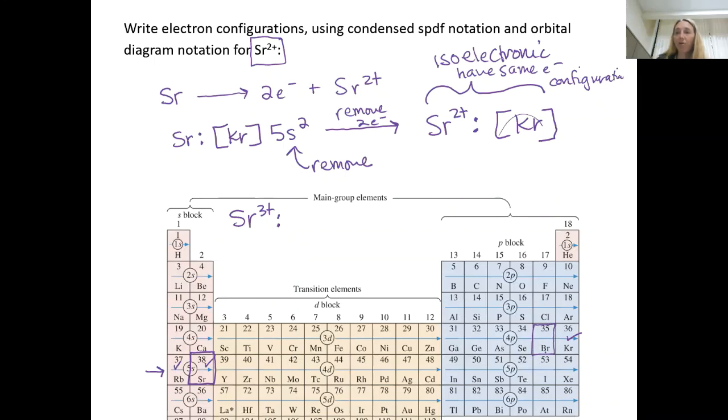Okay, so now if I do this, to do the orbital diagram or the shorthand, I go back to the last noble gas, which is argon. And then I fill in the rest of my orbitals or my electrons. So 4s2, 3d10, 4p, 1, 2, 3, 4, 5.